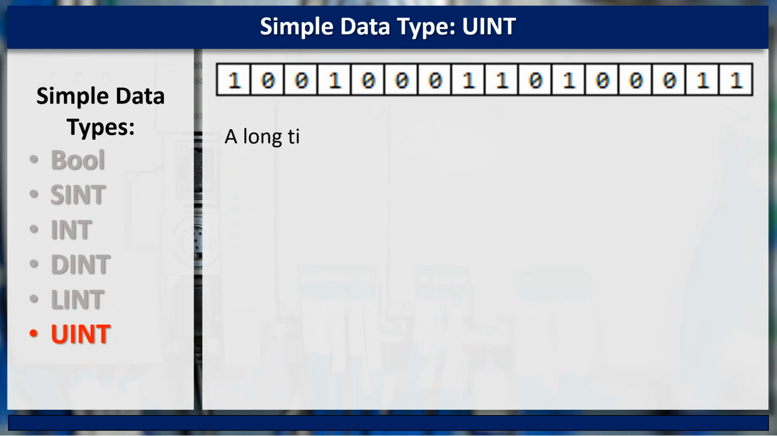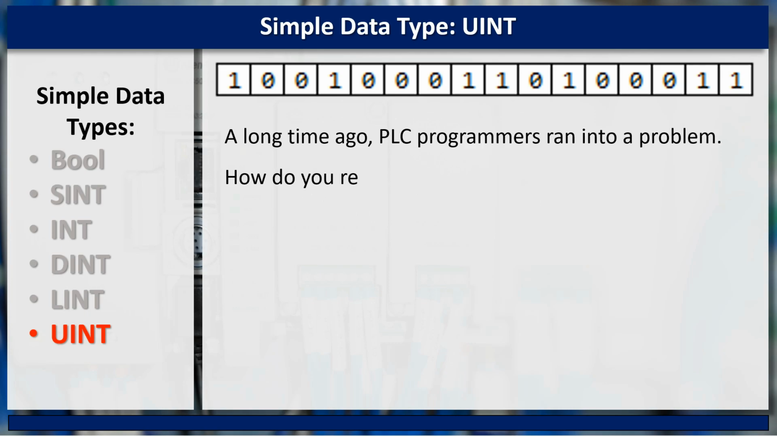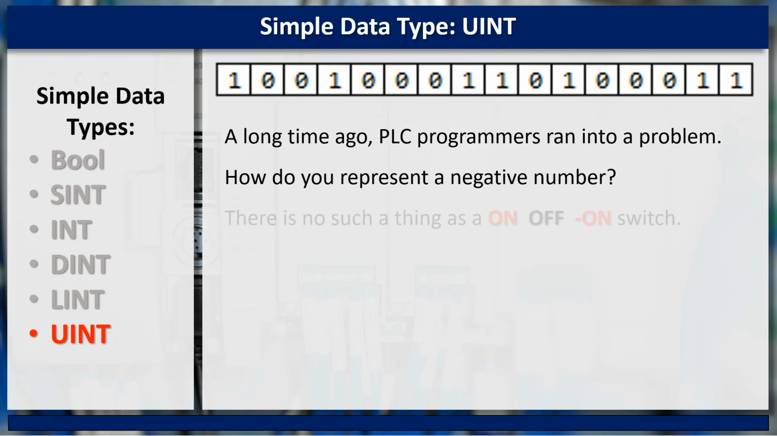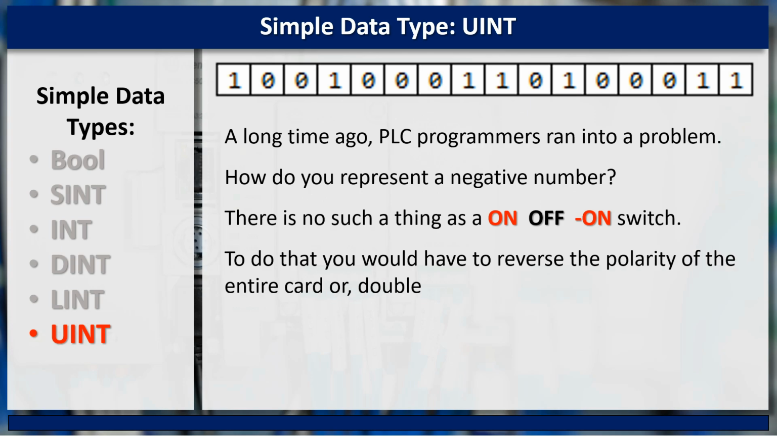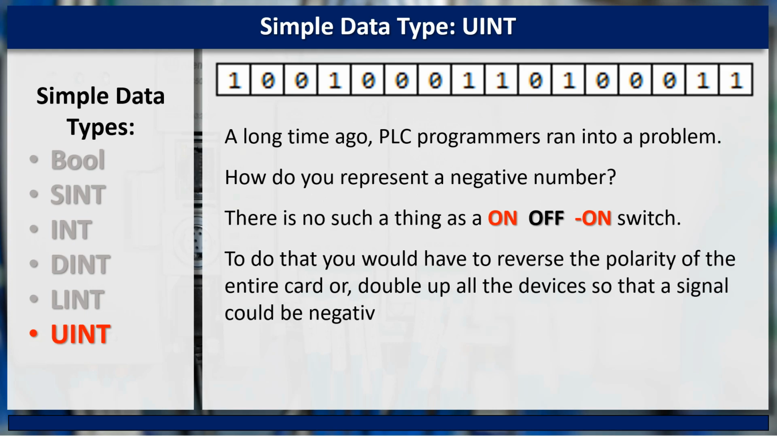A long time ago, PLC programmers ran into a problem. How do you represent a negative number? There's no such thing as an on-off negative on switch. To do that, you would have to reverse the polarity of the entire card or double up all the devices so that a signal could be negative just to represent a negative number. They had a simpler idea.